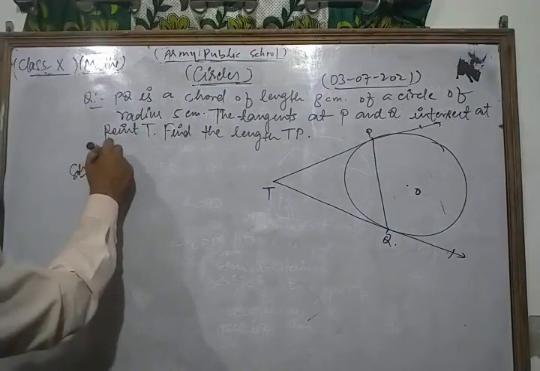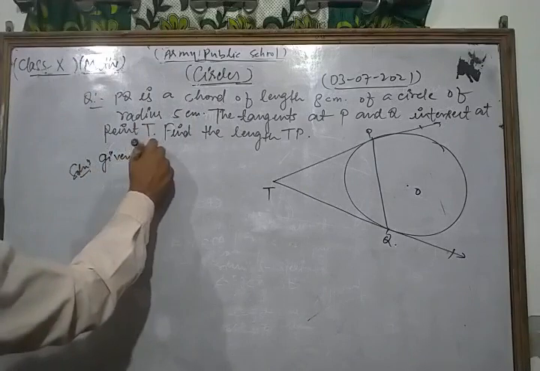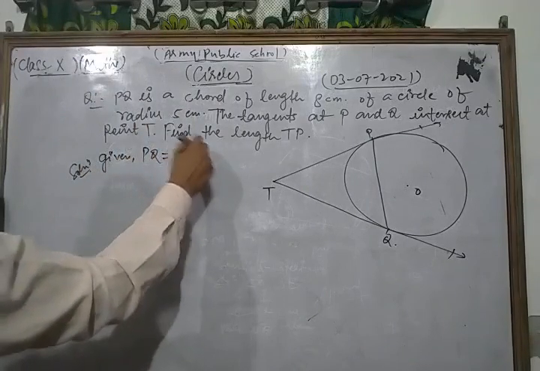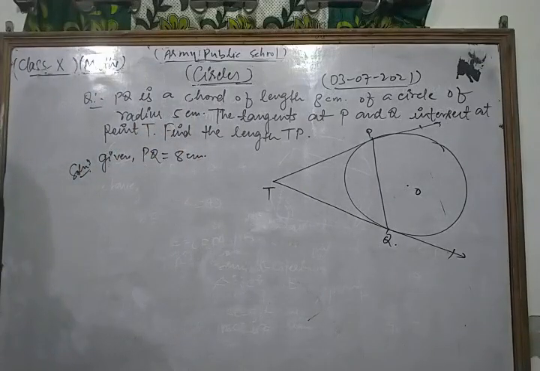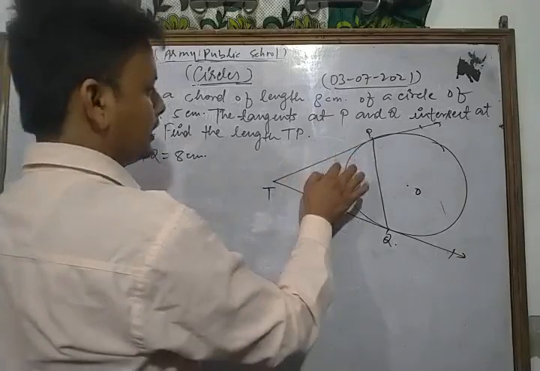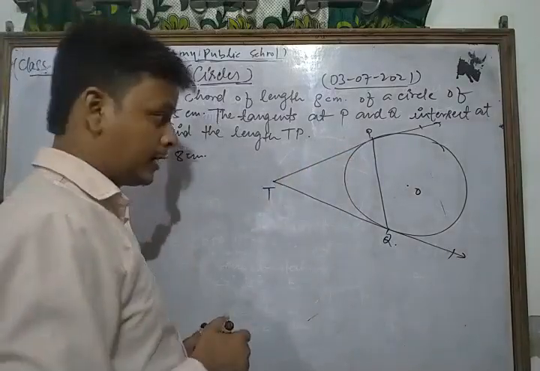That is given, the length of the chord PQ is equal to 8 centimeter. This is given in our question. And the tangents at P and Q intersect at a point T. Here both the tangents intersect at point T.